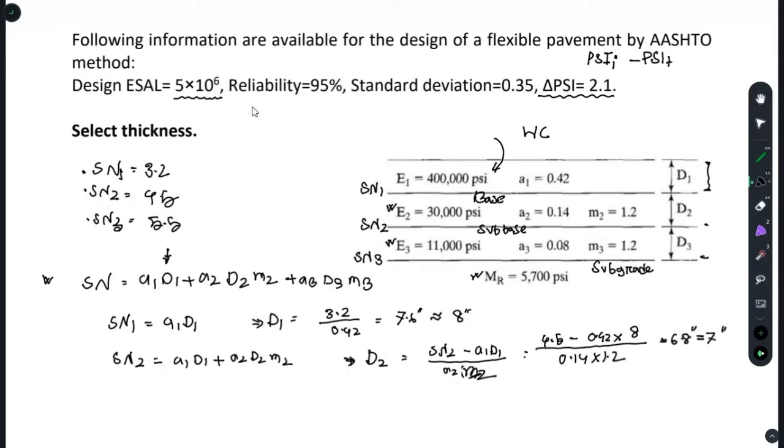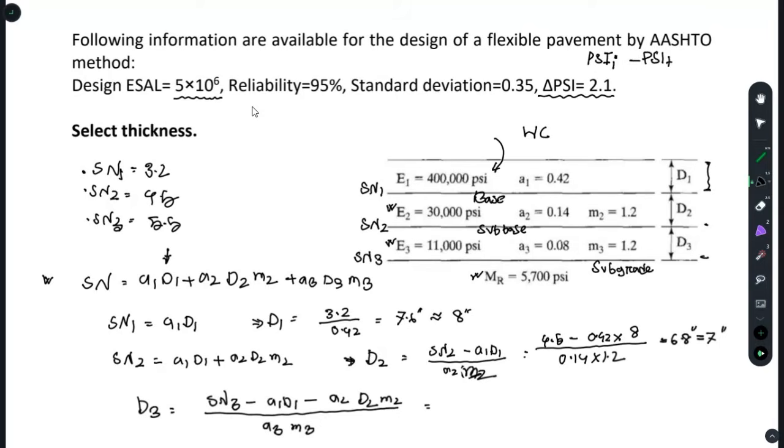So the same way you can find out D3. You will consider all the terms and you will get an equation like SN3 minus A1 D1 minus A2 D2 M2. And in the denominator you have A3 M3. I'm not putting all the values. You have SN3 of 5.5, A1 of 0.42, D1 of something. You know all the values, and you will get a value of D3.